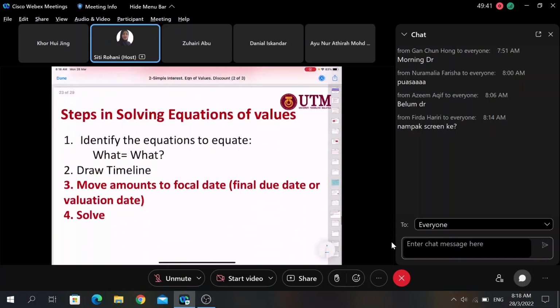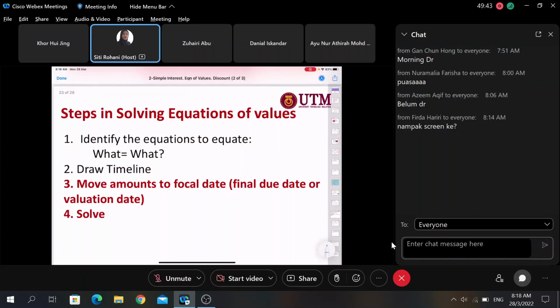So these are the steps in solving equation of values. The first one, you need to identify which equation to use, whether you should use the present value formula or the future value formula. Then you draw the timeline. Then you move the amounts to the focal date, final due date, or the valuation date. Normally it should be one date that you focus on to bring your money either forward or backward. Then you solve the equation.